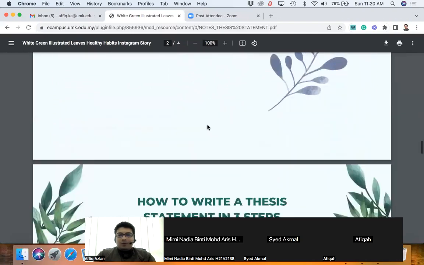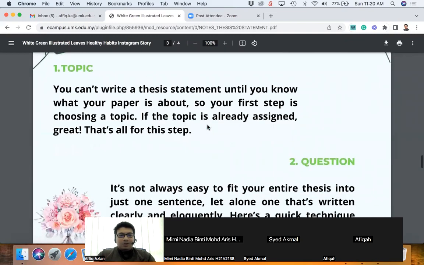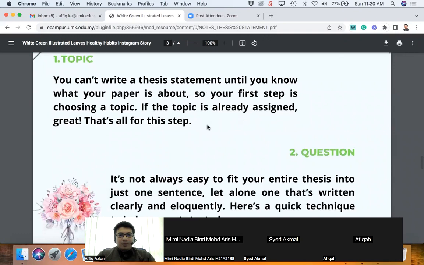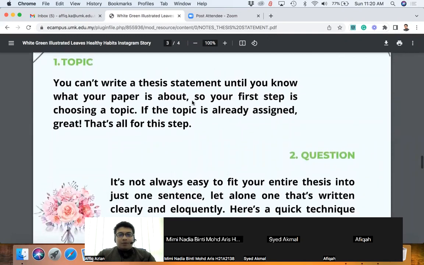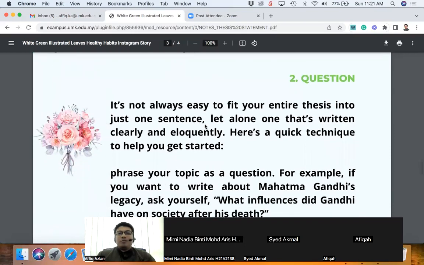Yeah, we have talked about coherence and cohesion. So later on, you can see the notes here. You have to know what your paper, what your essay is all about, the topic, before you can write your thesis statement. That means you need to have a structure first. What points are you going to discuss in your essay? Only then can you write your thesis statement.